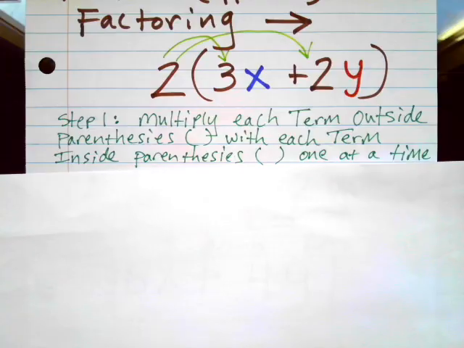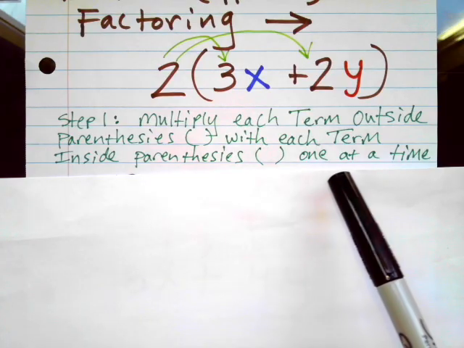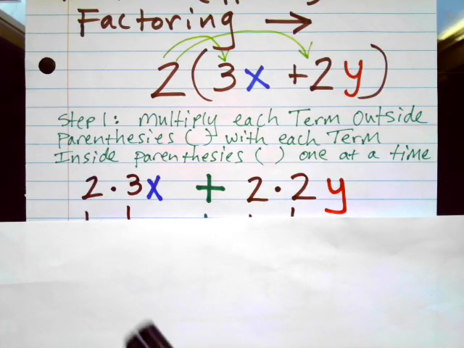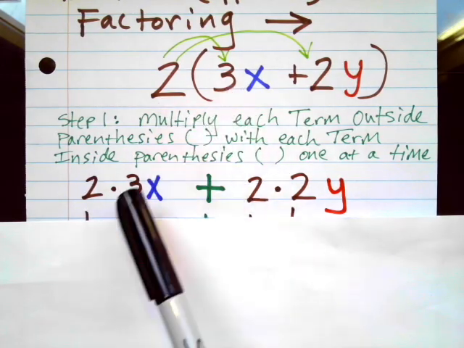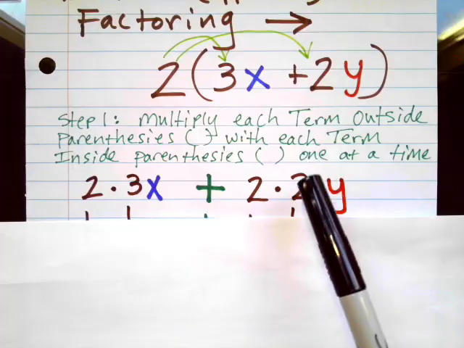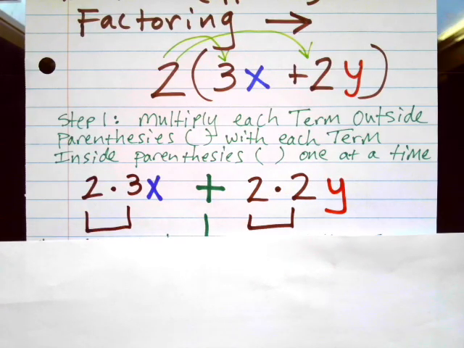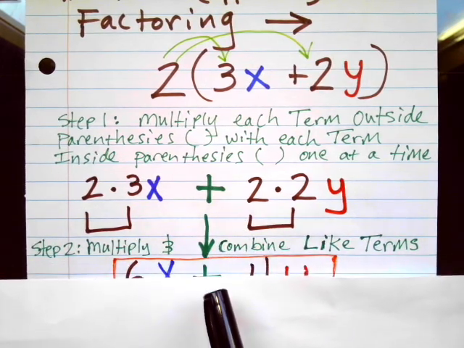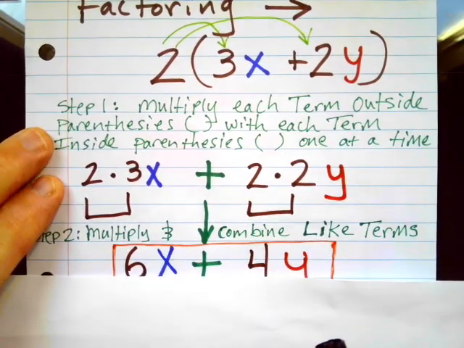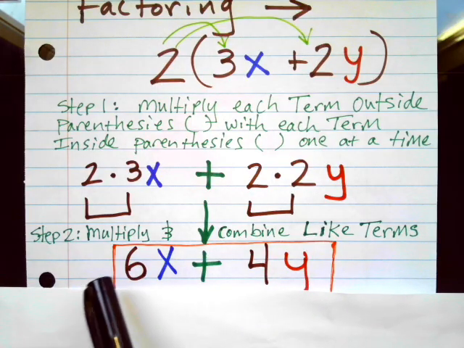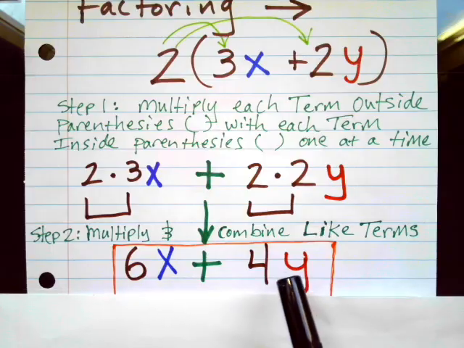So step 1, multiply each term outside the parentheses with each term inside the parentheses one at a time, going slow and organizing your values as you go. So again, 2 times 3x, I'm showing you here, 2 times 3x, plus 2 times a positive 2y. I'm showing you that here. All right, let's multiply the 2 times the 3x. We're just going to bring down that plus sign. Multiply 2 times 2, which is attached to the y. So 2 times 3 is 6x plus 4y.